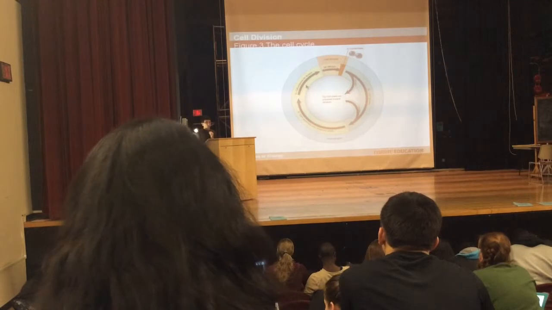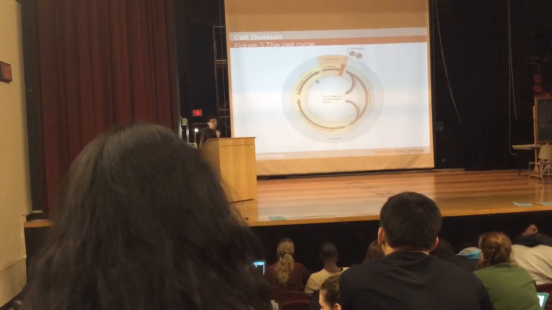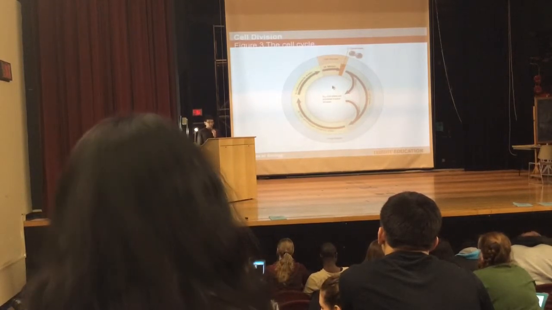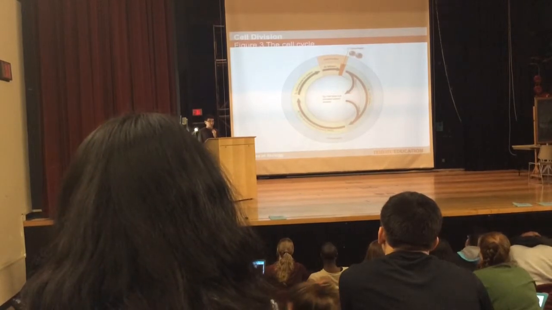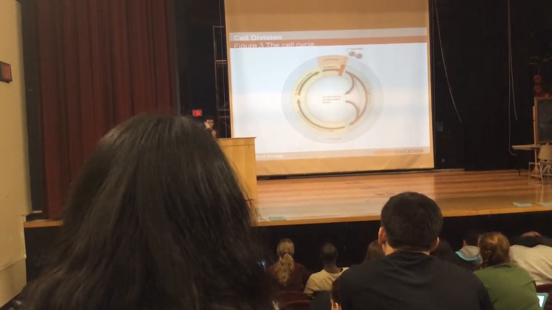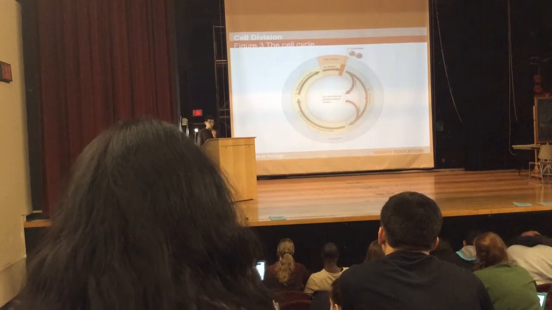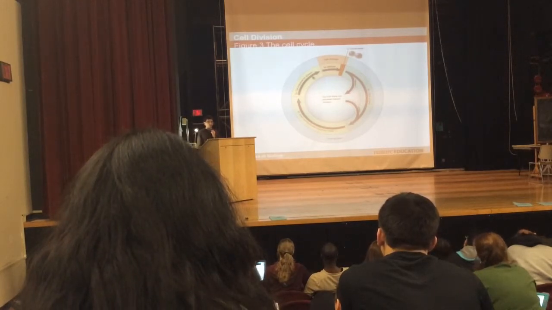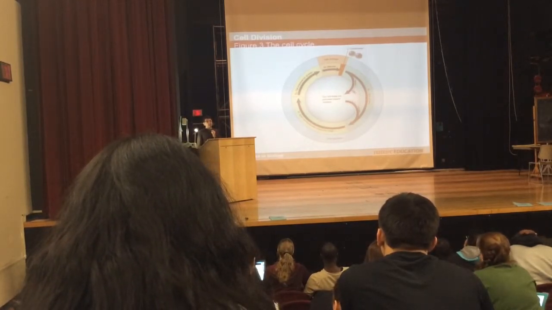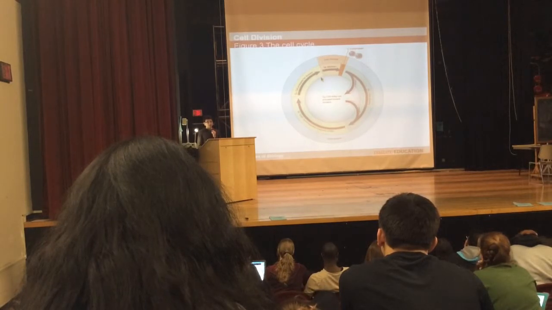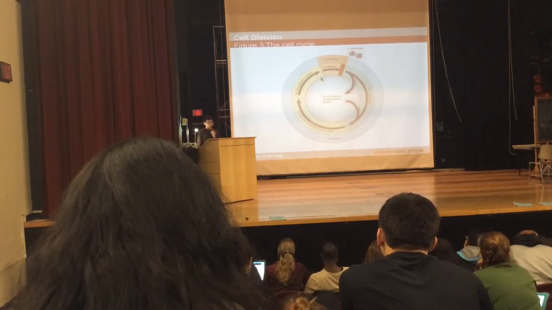G1 and G2 used to be called, well, they're still called gaps because we didn't really know what was happening, but it turns out there's a lot of biochemistry happening in both of these. So you're getting ready for DNA replication during G1, you're getting ready for mitosis during G2. So lots of biochemistry happening in those two phases. It's just not visible under the microscope.